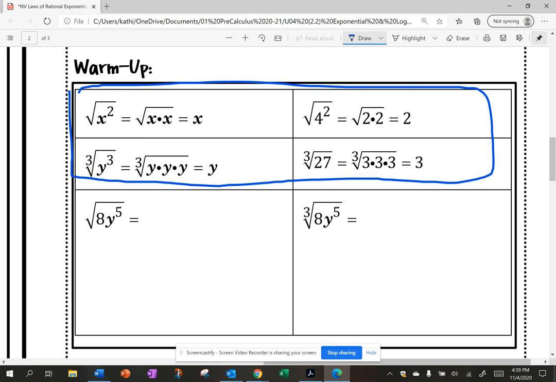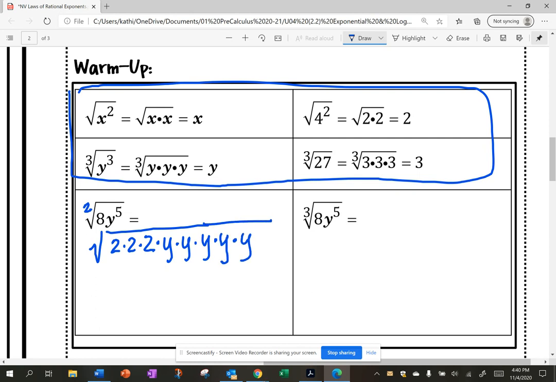So I'm going to expand this. I don't have an index written, so I know it's a square root. So I can rewrite 8 as 2 times 2 times 2, and y to the fifth as y times y times y times y times y. For a square root, I know I need to take these out in pairs. So when I pull this out, I have 2y squared. And what I have left under my square root is 2y.